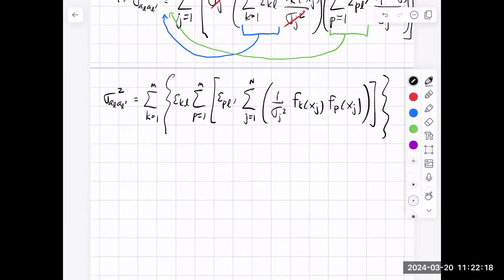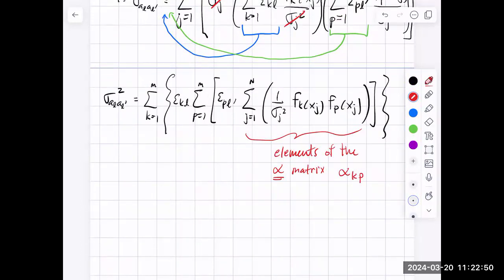So these are the elements of the alpha matrix, right? So it's alpha K P, I guess. I said L, but I was thinking this was an L, but it's a K, so it's alpha KP. All right.